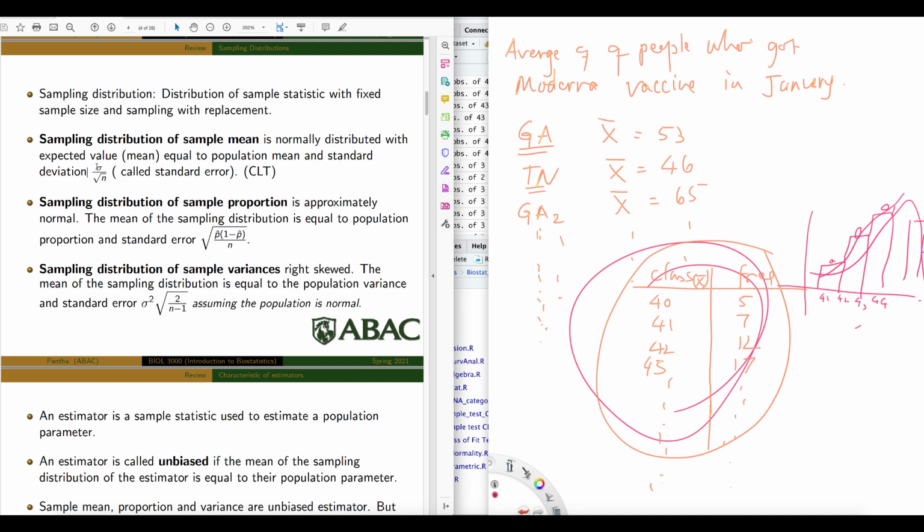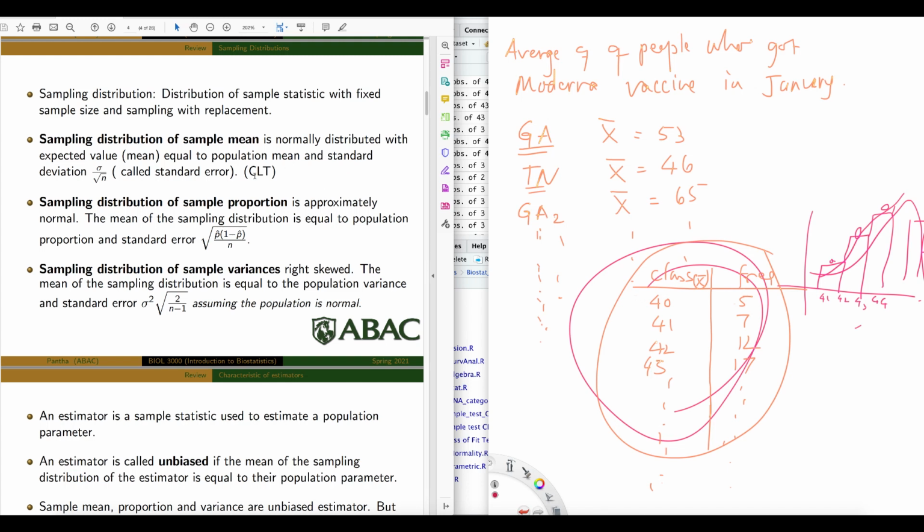Okay, for the sample mean, the sampling distribution is normally distributed, with the mean equal to the population mean and the standard deviation equal to sigma over root n, which is smaller than the standard deviation of the population. Now, this is called the standard error.